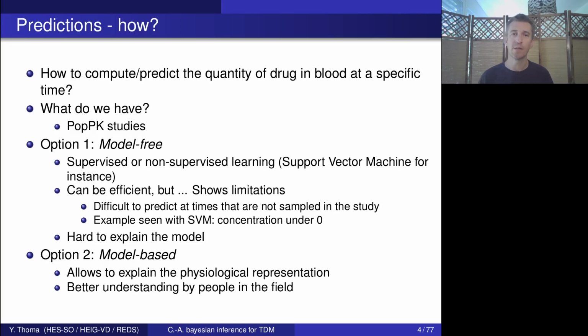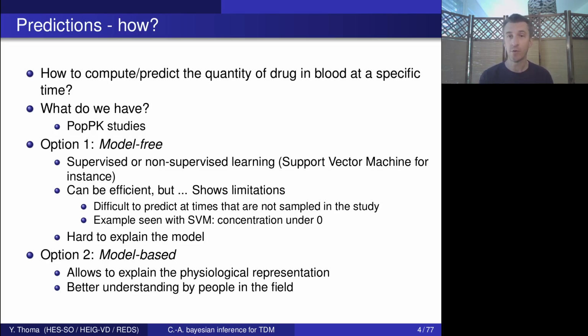So how to predict concentration of drug in blood? It's not an easy task, but we can start from the POP-PK studies. So teams of pharmacologists usually would give some drug to a cohort of patients and then measure the concentration of drug in blood at certain times. And then from that, we can try to predict concentration from this data.